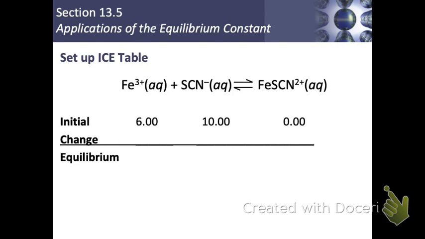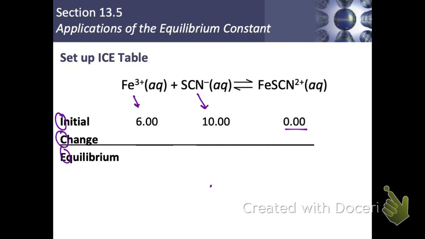We're going to set up what's called an ICE table. ICE stands for initial concentration, change in concentration, and equilibrium concentration. So we're going to set up a little table for ourselves to figure out what the initial was, how much the concentration changed, and then that results in our equilibrium concentration. So I set up my table to say my initial concentration of iron was 6 molar, my concentration of SCN was 10 molar, and those were the only two starting reactants we had. So my concentration of FeSCN had to be 0 at the beginning.